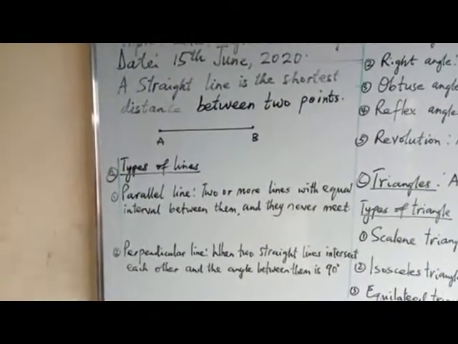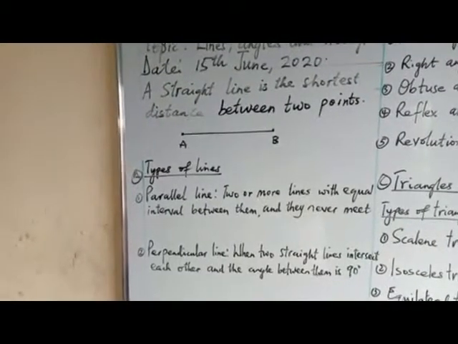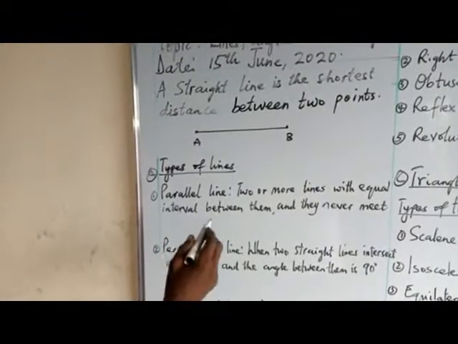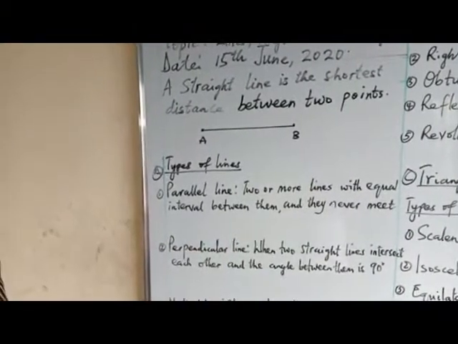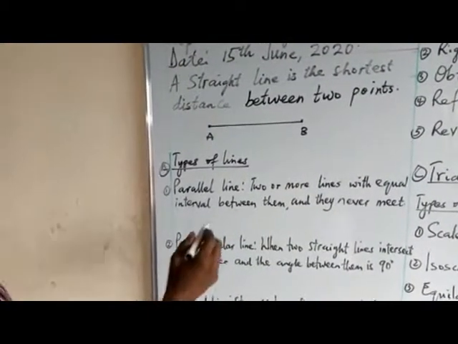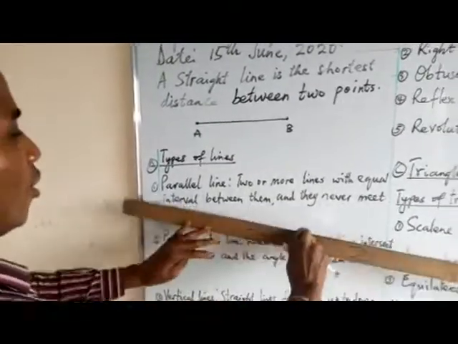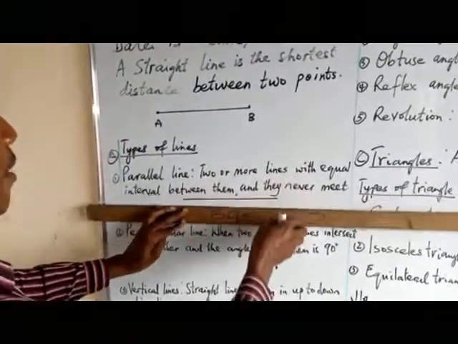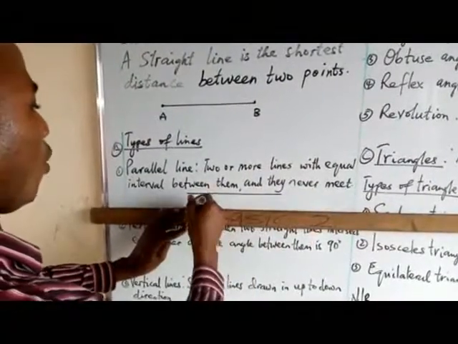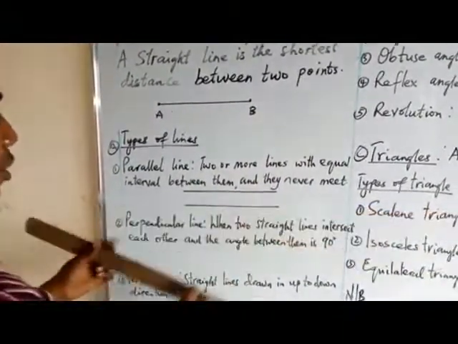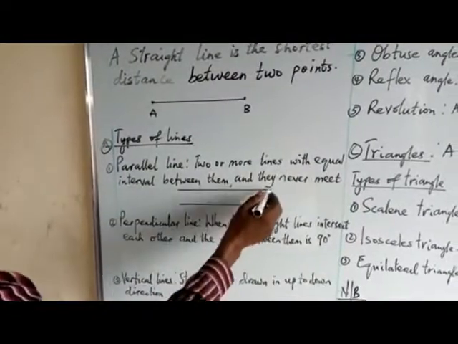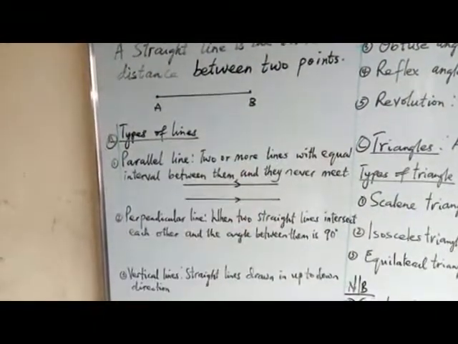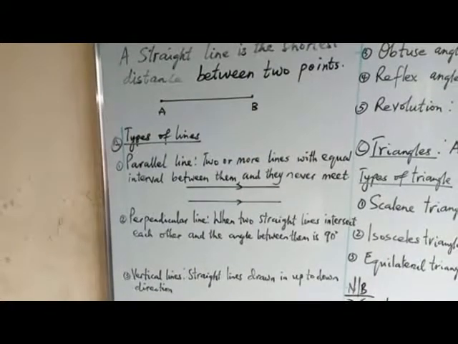The first type of line that we have is what we call a parallel line. What is a parallel line? It's two or more lines with equal interval between them and they never meet. This is how to draw parallel lines. These are two or more lines, can be two, can be more than two. The important thing is that these lines can never meet, like our electric wire that we use, they are always parallel.